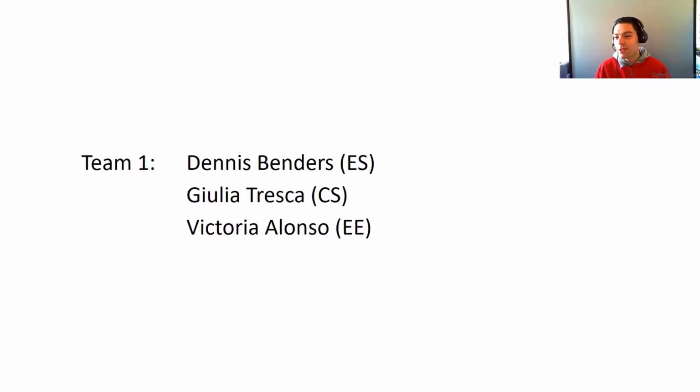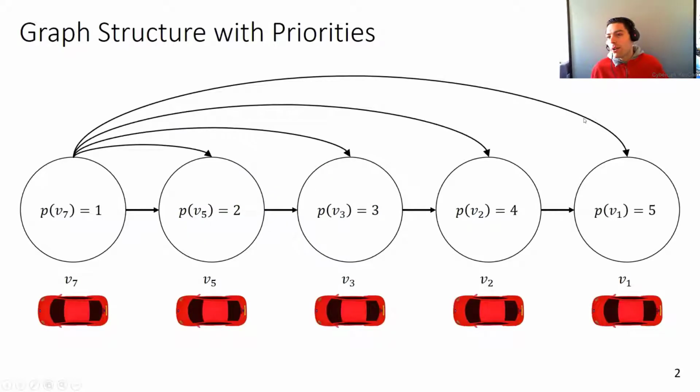So our team consisted of Julia, Victoria, and myself. Julia has a computer science background, Victoria electrical engineering, and I'm a bit in between, embedded systems with systems and control specialization. So we worked together and came up with this communication structure.